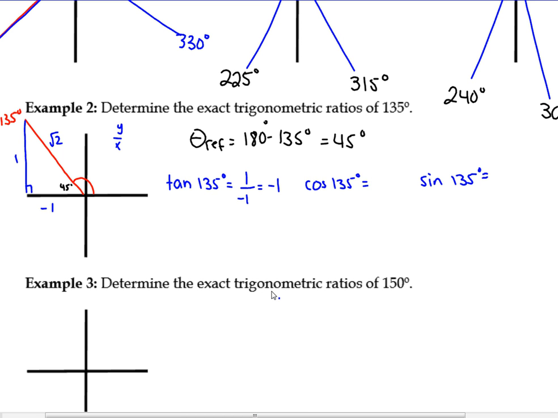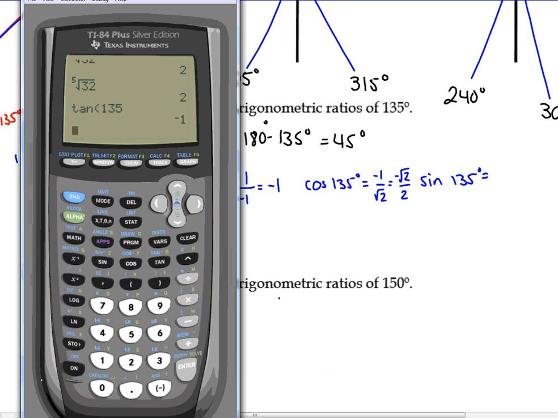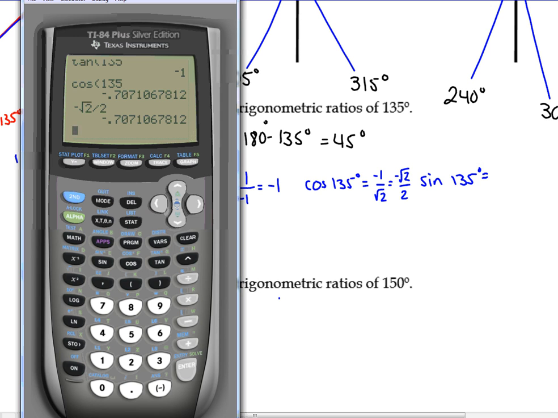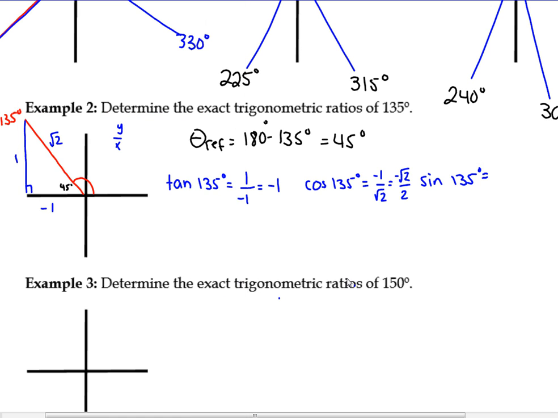Okay, cos 135. Cos is x over r, adjacent over hypotenuse. So negative 1 over root 2. Or if we rationalize that, what would that become? Negative root 2 over 2. Okay, so I can check that by going cos 135. Now it's going to give me a decimal, but I can type in negative root 2 divided by 2. Okay, are those the same thing? Yeah. Sure are.